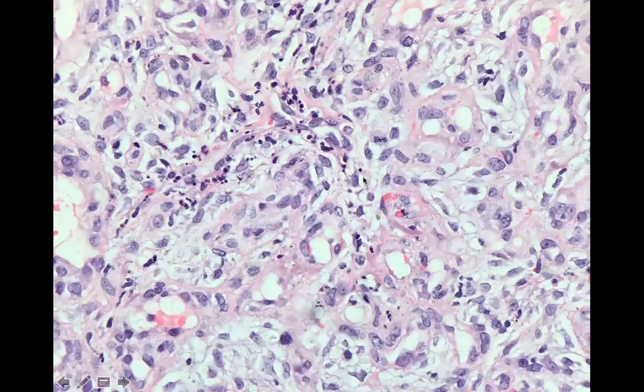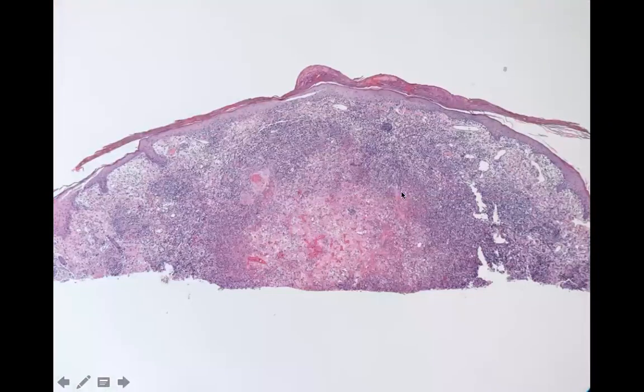The presence of neutrophils should make you suspect the possibility of an infection, though of course you'll see neutrophils in a PG also. And then what you're going to see is these little collections of purple granular material, and that is your bacteria. Here's another case, nodular, very vascular.